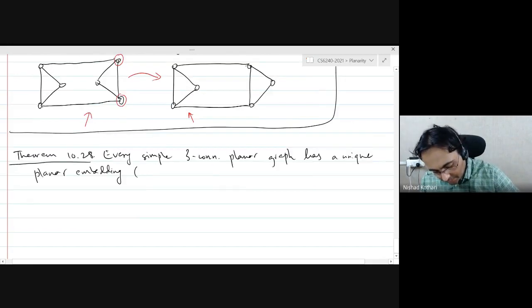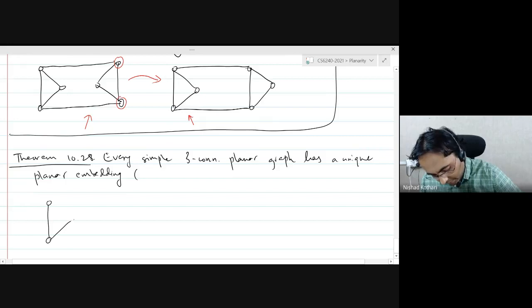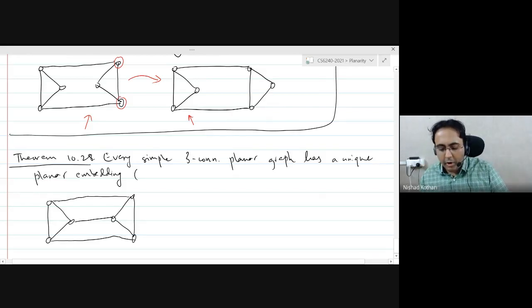I'll take the same example as before, and I will make it three connected. If I add one edge to the previous graph, I get a three connected graph. Now observe that you can no longer do that flip and get a different drawing. What do I mean by different drawing? If you were to label the vertices and edges, then in any planar embedding of this graph G, if you look at the boundaries of the faces and you make a set out of that, in any drawing you will get the exact same set.